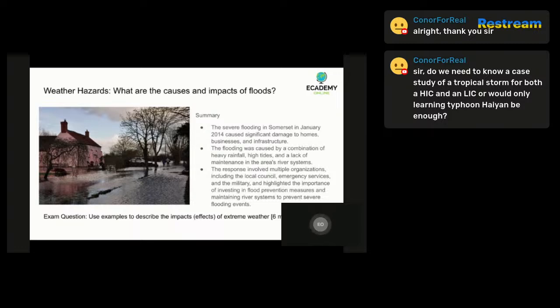So for this exam question, use examples to describe the impacts of extreme weather hazards, 5 to 6 marks. You just need to talk about a particular case study in a lot of detail and make sure that you refer to facts and figures, but also refer to the fact that how it affected people, businesses, and also what the impacts were on the local councils or even the national government when it came to that particular event.